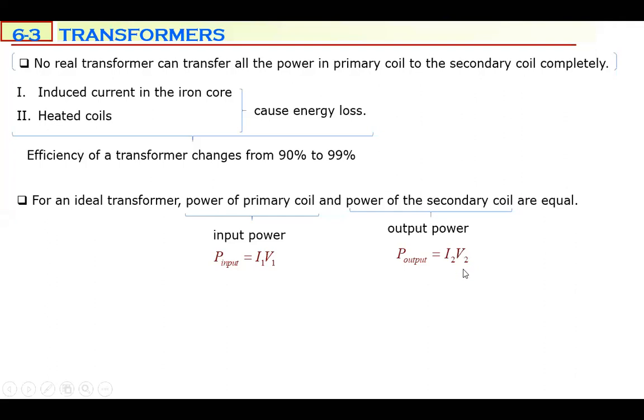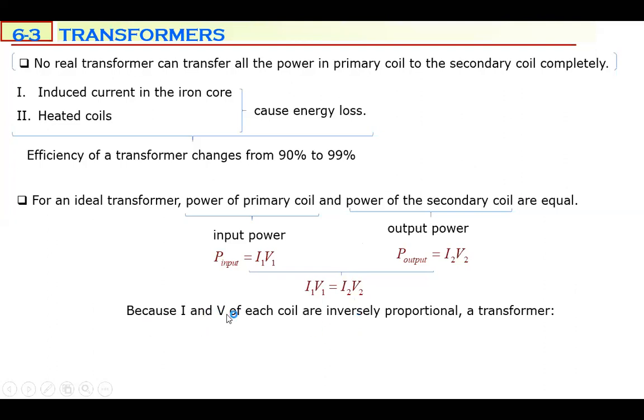However, I and V, I2 and V2, are inversely proportional, because this is constant. If V2 increases, I2 will decrease. So I1 V1 is constant; if you increase the potential difference in the secondary coil, you are going to decrease electric current in the secondary coil.